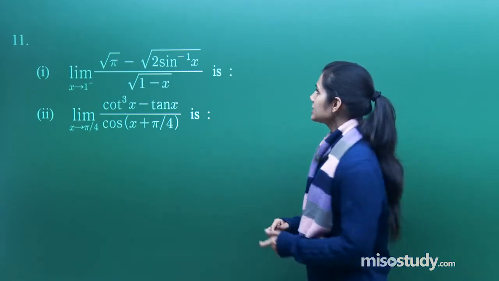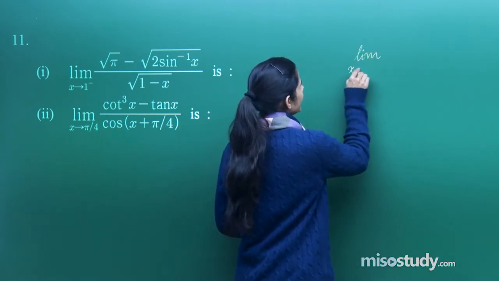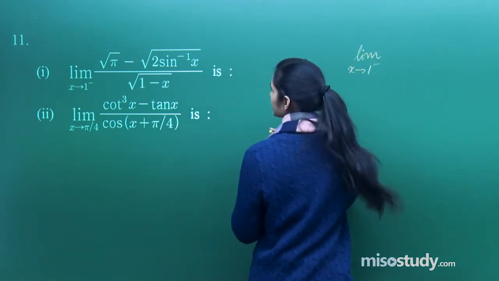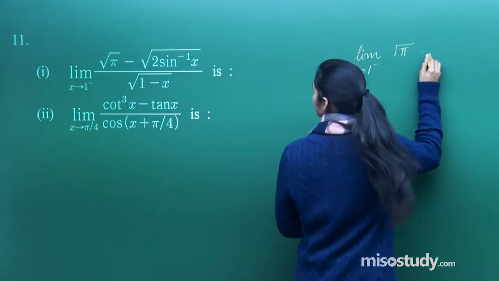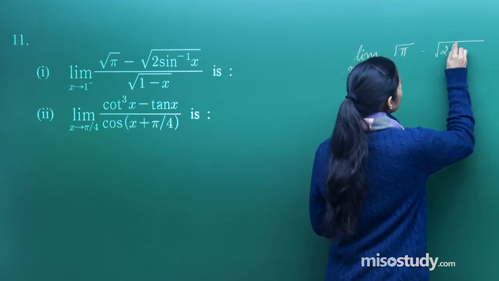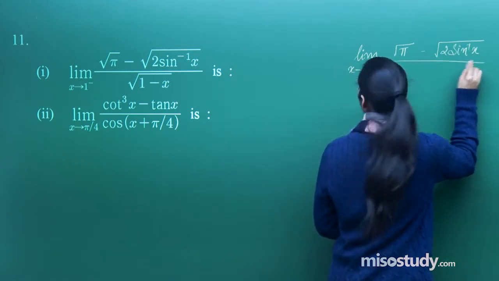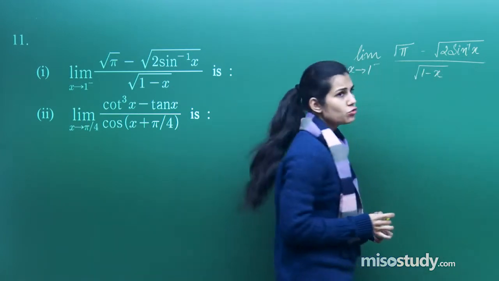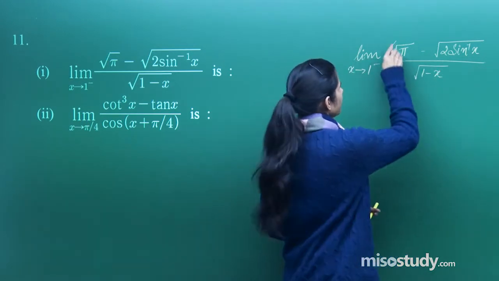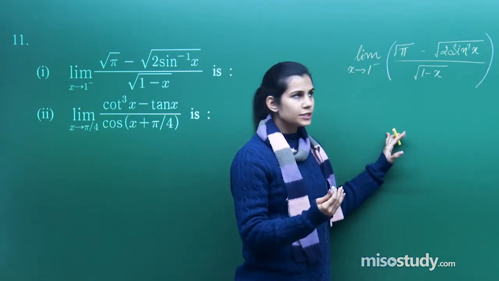Coming up next is this particular limit, which is limit x tending to 1 from the negative of (root pi minus root over 2 sine inverse x) whole upon root over 1 minus x. Now try to observe this carefully. The function whose limit we need to evaluate at 1 from the left hand side.